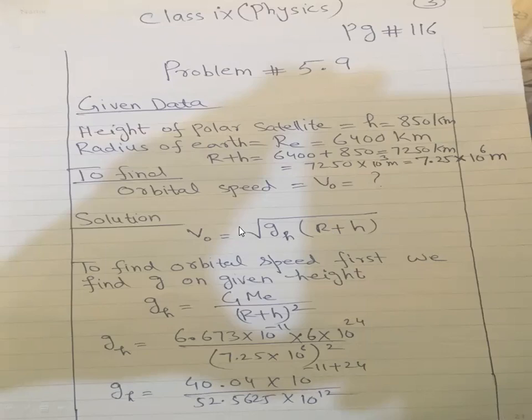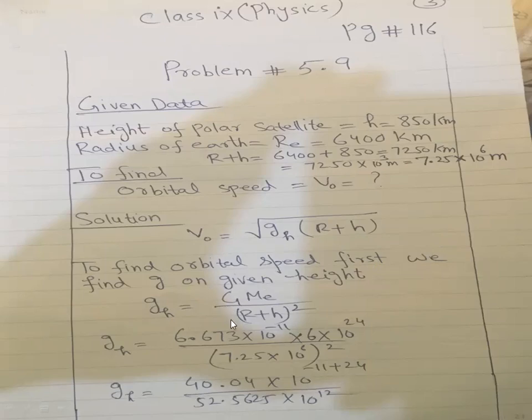So first of all, we find g_h, and you know g_h is GM_e divided by (R plus h) whole square. V naught is equal to the square root of g_h times (R plus h). So find g_h. g_h is equal to GM_e divided by (R plus h) whole square.